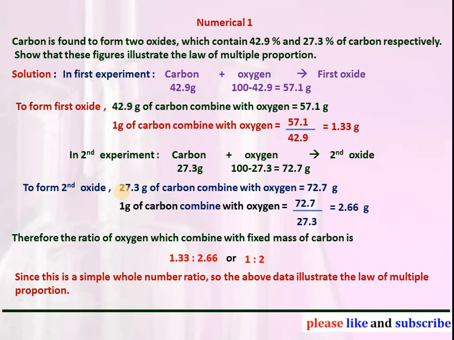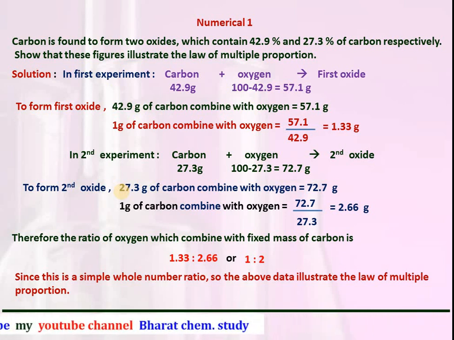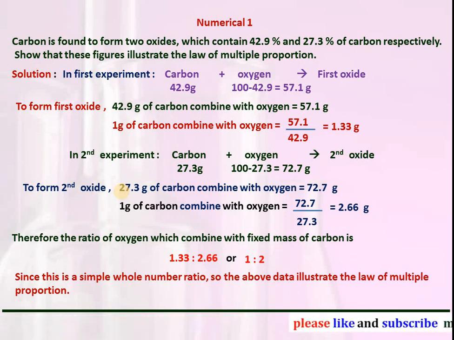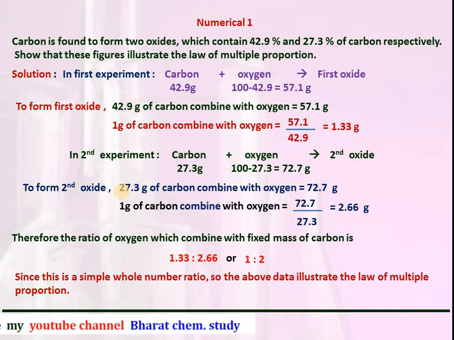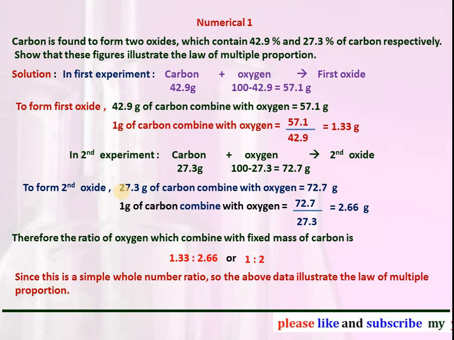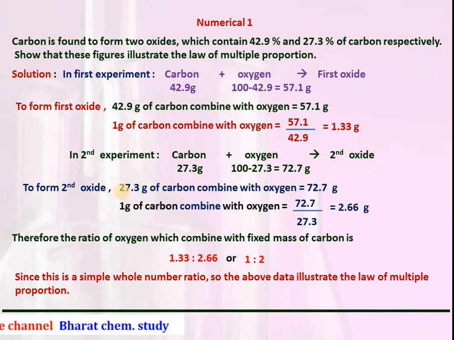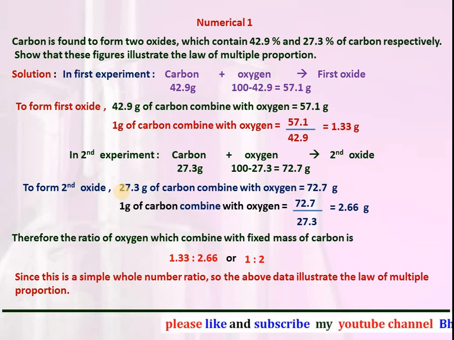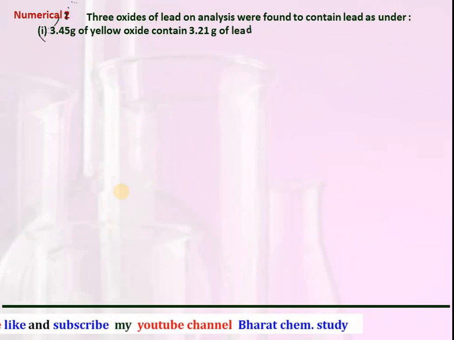So what we understand from the numerical is that two equations are given in which the reactants are the same but the products are different. To satisfy this law in the calculation, we have to fix the mass of any one of the reactants which is common in both the equations, and according to that, the ratio of the remaining part of the second reactant has to be taken, and that ratio must become a whole number ratio. Let's do one more numerical to show the law of multiple proportion.